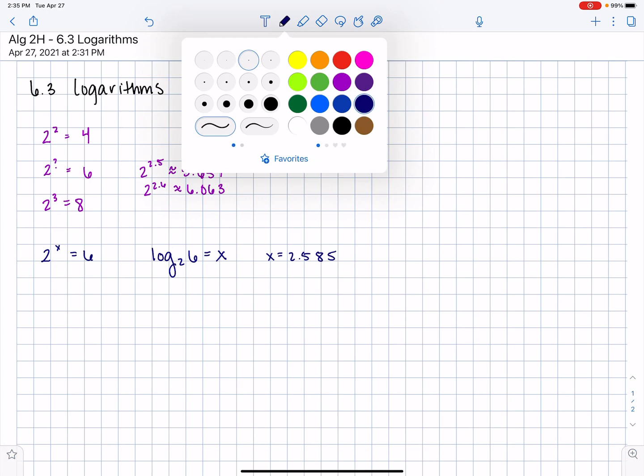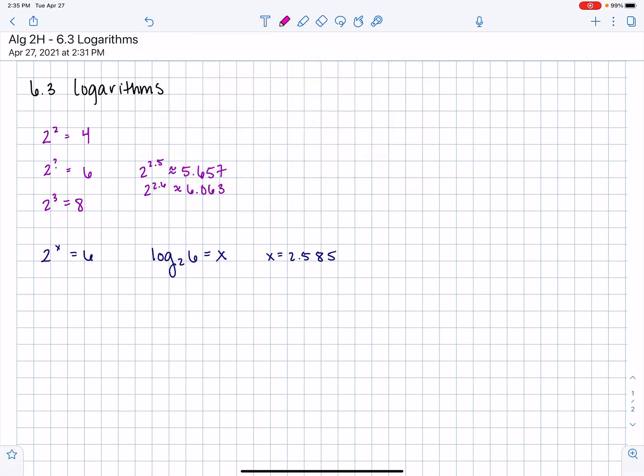All right, so let's go ahead and define this logarithm. Oops, I forgot my I. Logarithm is defined as: if we have b to the power of x is equal to y, then we know, if and only if, log base b of y is equal to x.